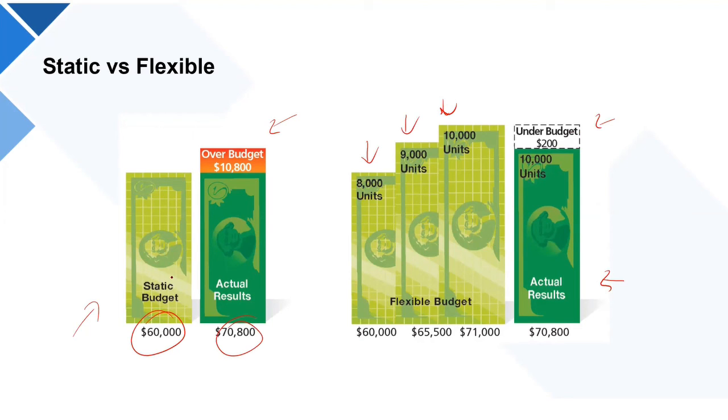The static budget is the same, and you compare the static budget to the actual results, and in the flexible budget, you change it month by month, year by year, or period by period, so you can get the closest you can to the actual results.